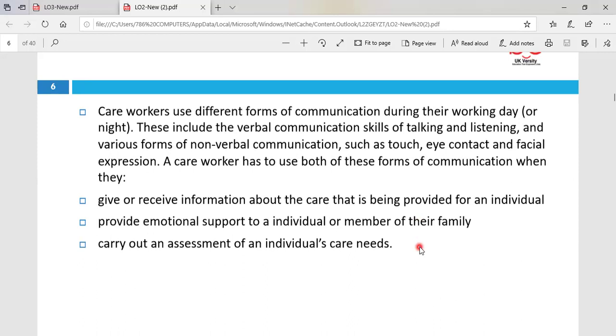So, for instance, if there's breaking bad news with the patient themselves or with the people who are related to the patients, you can have non-verbal communication, such as touching the patient, touching their hands, having good eye contact, having appropriate facial expressions when required.